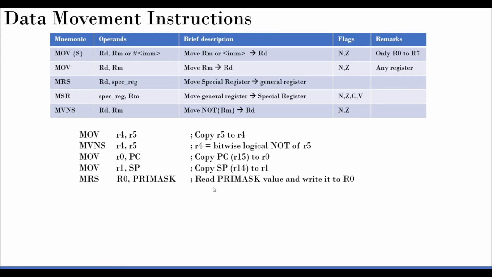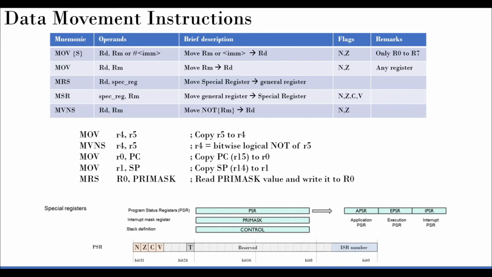Okay, so you have the Keil software hopefully installed in your system, so you should play with all these things and understand what is going to happen. So again, special registers, if you forgot, I just copied them here. You have the program status register, you have the interrupt mask register, which is the primask register, and the stack definition, which is the control register. The important thing is that primask, for example, will give you the status of which interrupt is running and all those things. So if you want to check the status in between, you can use this command.